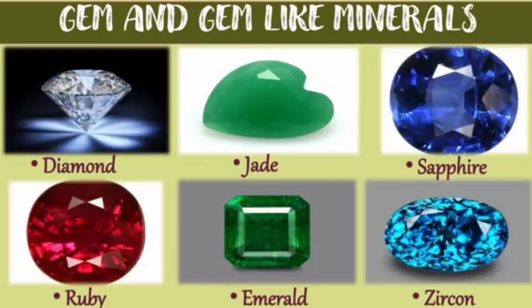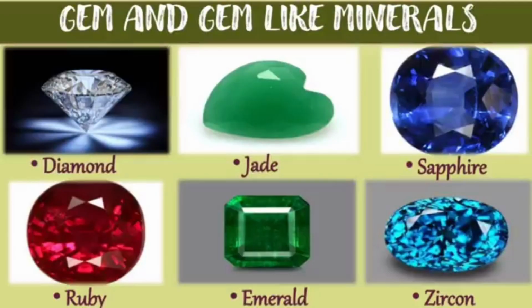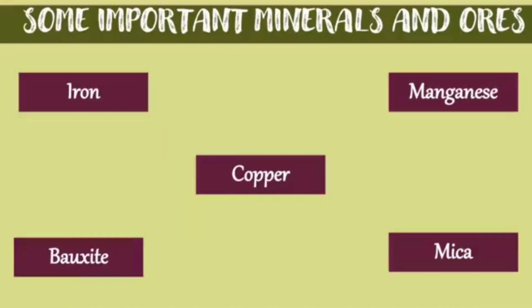Okay, so you all must have seen this type of gems. Yes? Yes, we have seen them. Yes, they are very beautiful, but you know they are also minerals. They are a mineral actually. Diamond, jade, sapphire, ruby, emerald, and zircon. Mostly you have seen them on jewelry pieces, ornaments, right? Yeah. So now let's talk about some important minerals and ores.